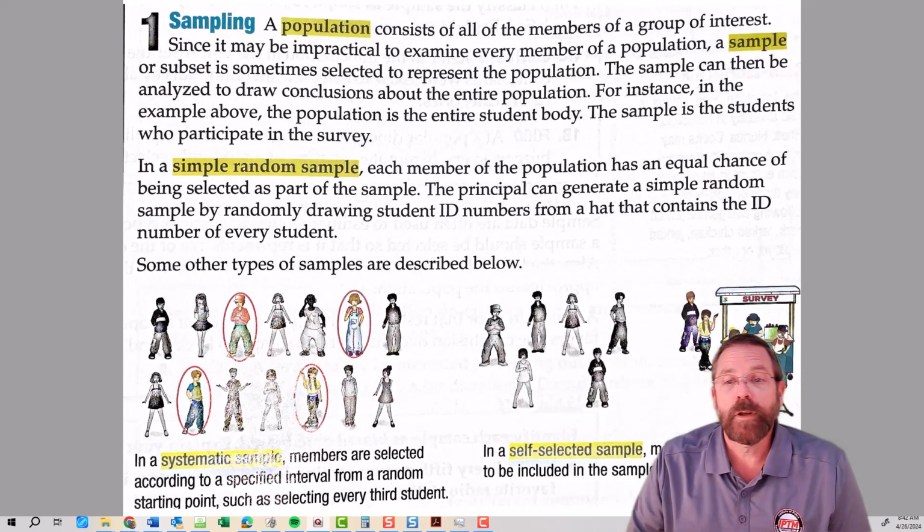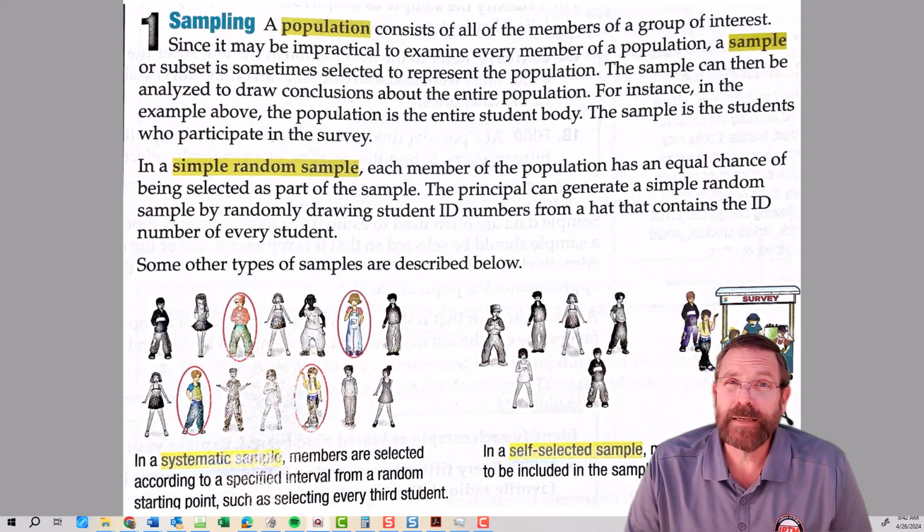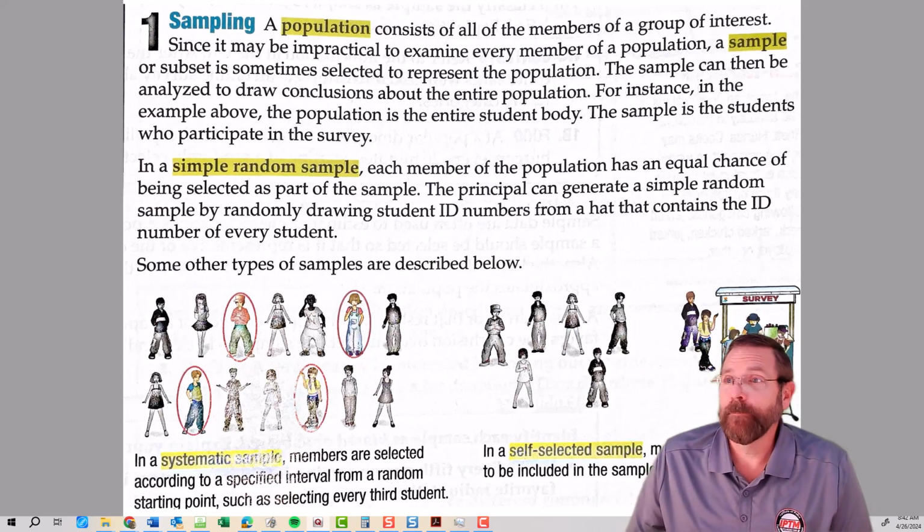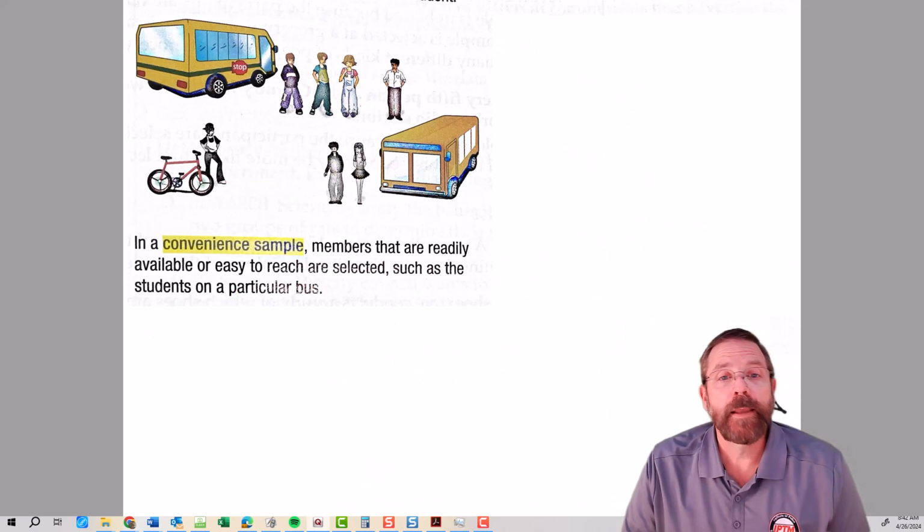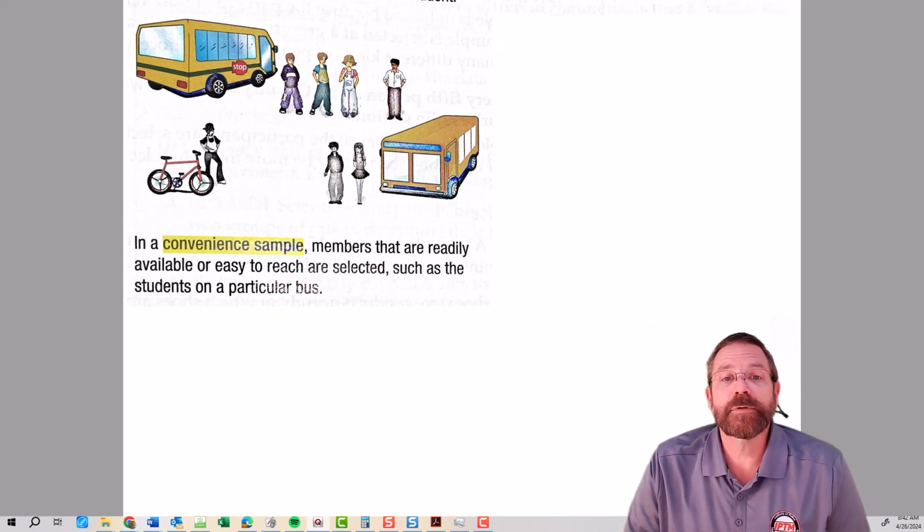The next term we're going to look at here is a self-selected sample, and in this one, the members volunteer to be included in the sample. This is not a very good sampling method. A convenient sample is another type of sample where members are readily available and easy to reach out to, such as students on a particular bus. They're convenient to be had.